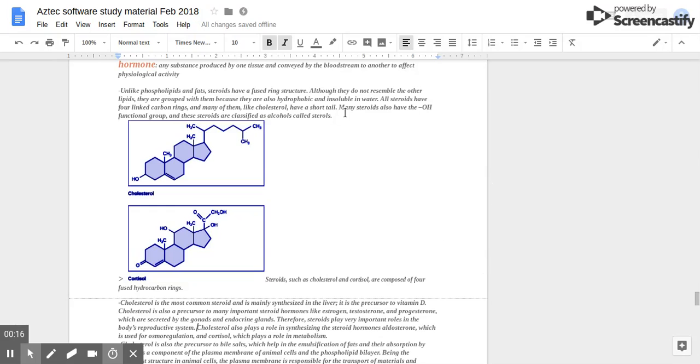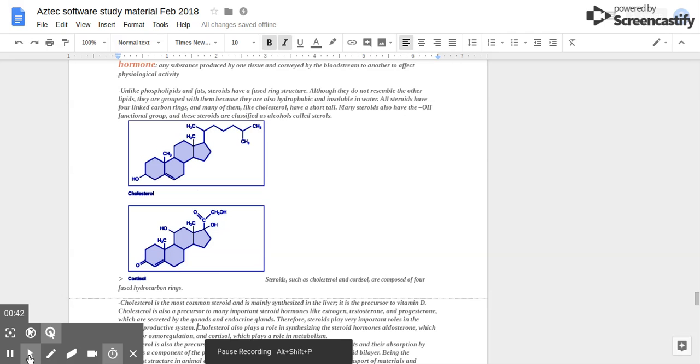Steroids are like lipids and fats. However, because they're big molecules that are hydrophobic and insoluble in water, steroids have a four-ring structure, which makes them unique. That's steroids, and hormones are steroids as well.